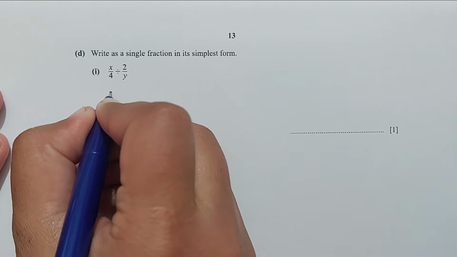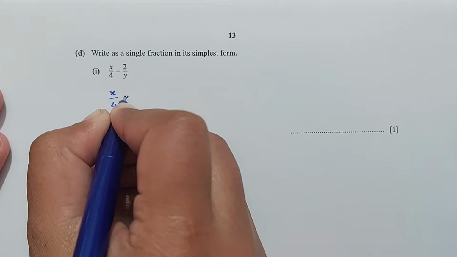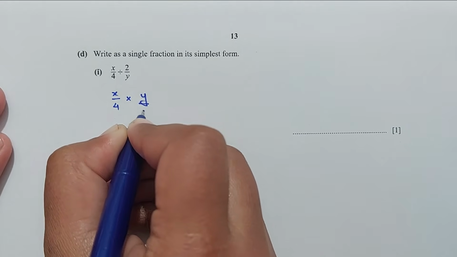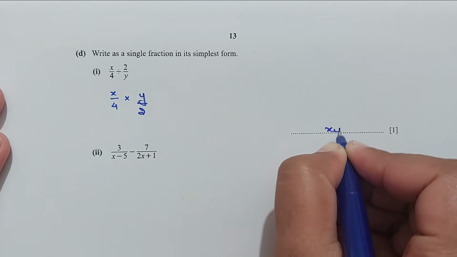Number 1, x by 4 times y by 2. So xy over 8.